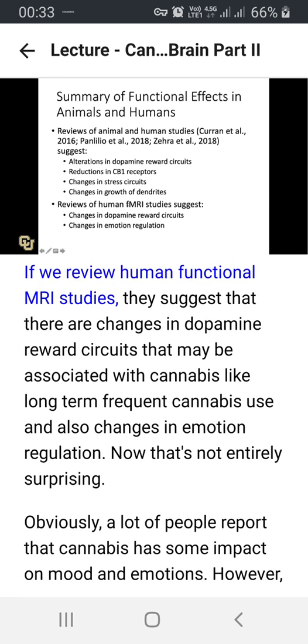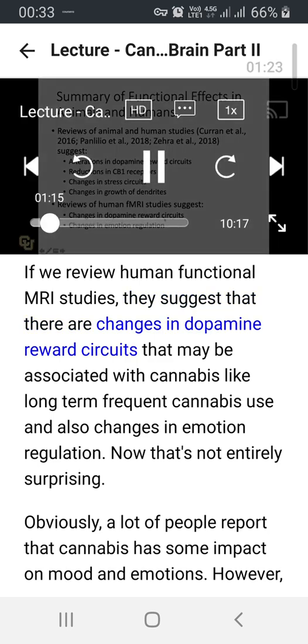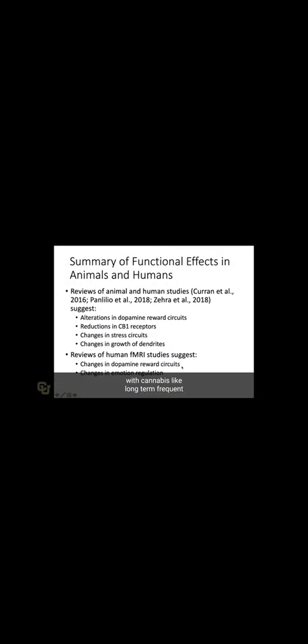If we review human functional MRI studies, they suggest that there are changes in dopamine reward circuits that may be associated with long-term frequent cannabis use, and also changes in emotion regulation. Now, that's not entirely surprising. Obviously, a lot of people report that cannabis has some impact on mood and emotions. However, it's important to note some of the limitations of the literature, some of the inconsistency in findings, and the potential for type 1 errors.